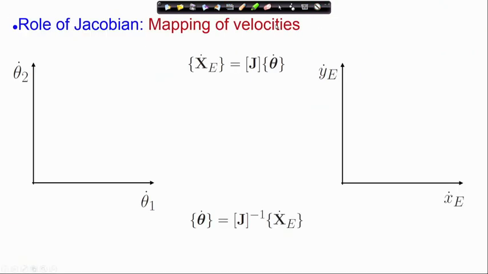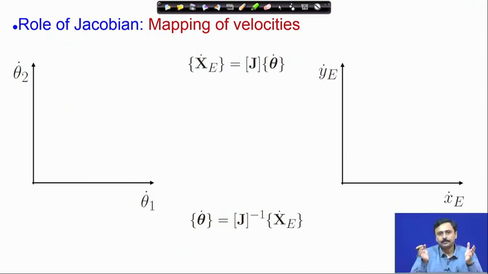Let us interpret this Jacobian. I have already told you that this Jacobian is something like a proportionality constant, though it is not a constant, but it is a factor of proportionality. The end effector velocity is proportional to the joint velocity. So, when you come to equality, that is through the Jacobian matrix, which is configuration dependent. So, let us interpret the role of the Jacobian.